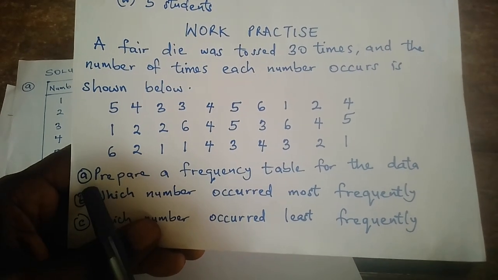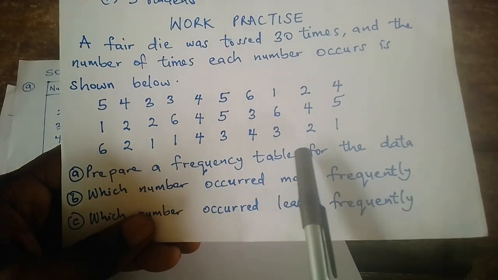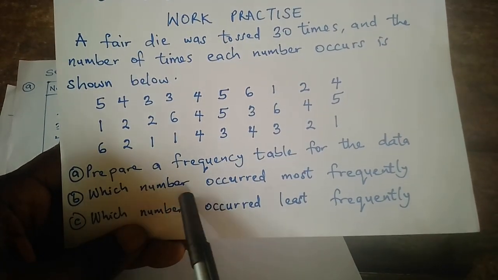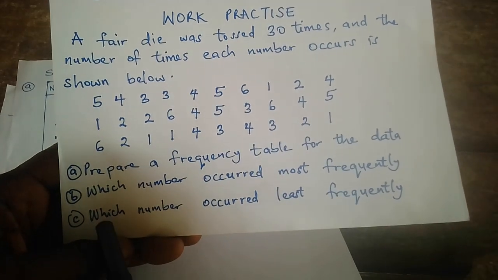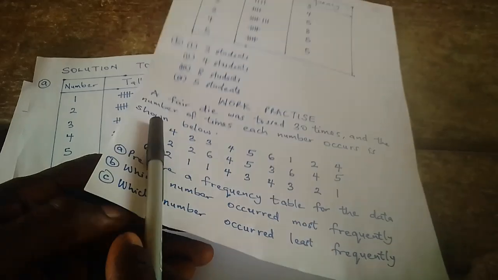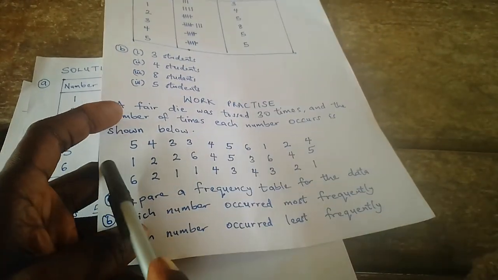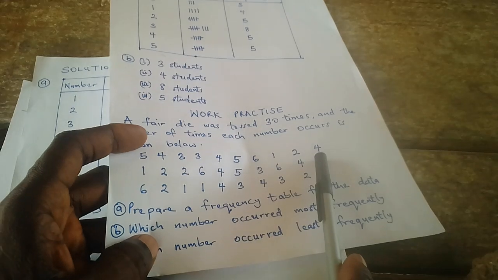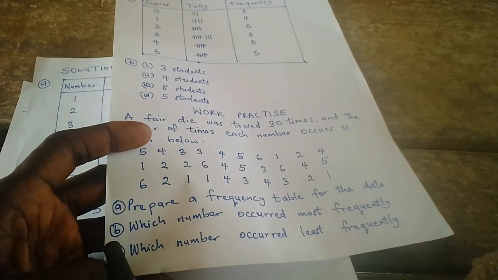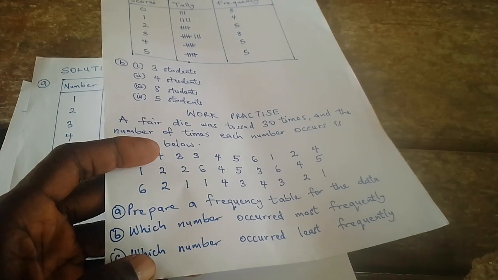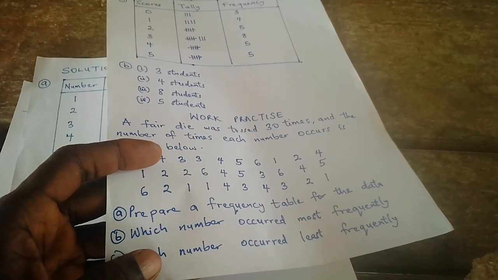First of all, you need to prepare a frequency table for the data. Prepare a frequency table for the data. Which number occurs most frequently? Which number occurs least frequently? So now this is the data, the number of times, the outcome of the data. So this is what you present in the frequency distribution table. From there, you'll be able to know the number that occurs most frequently and least frequently from the class.